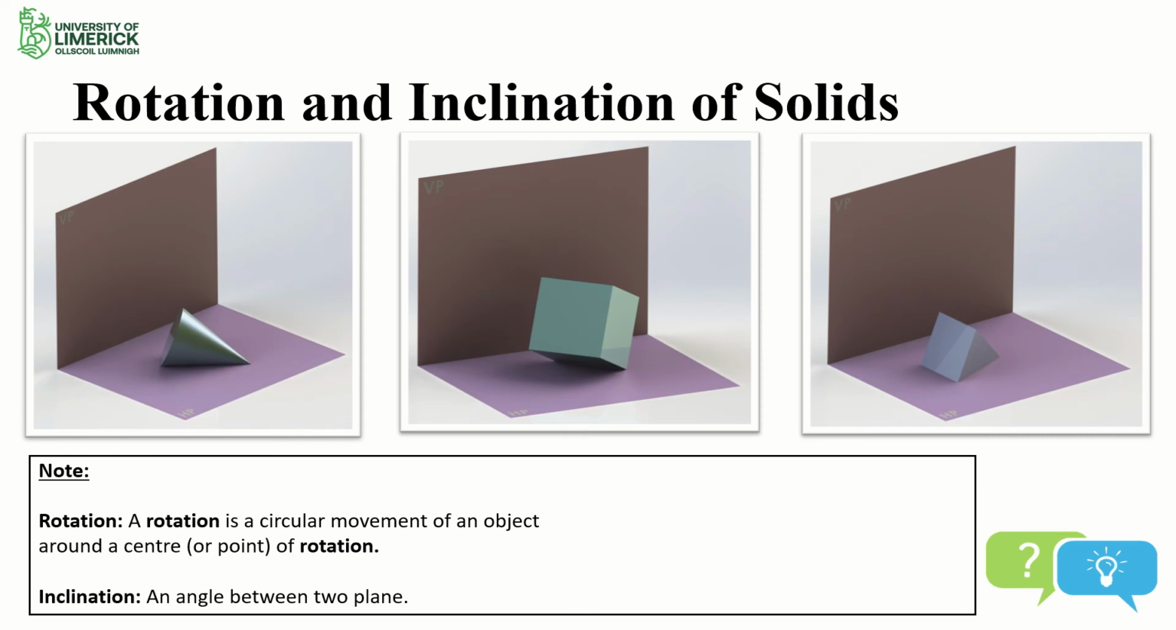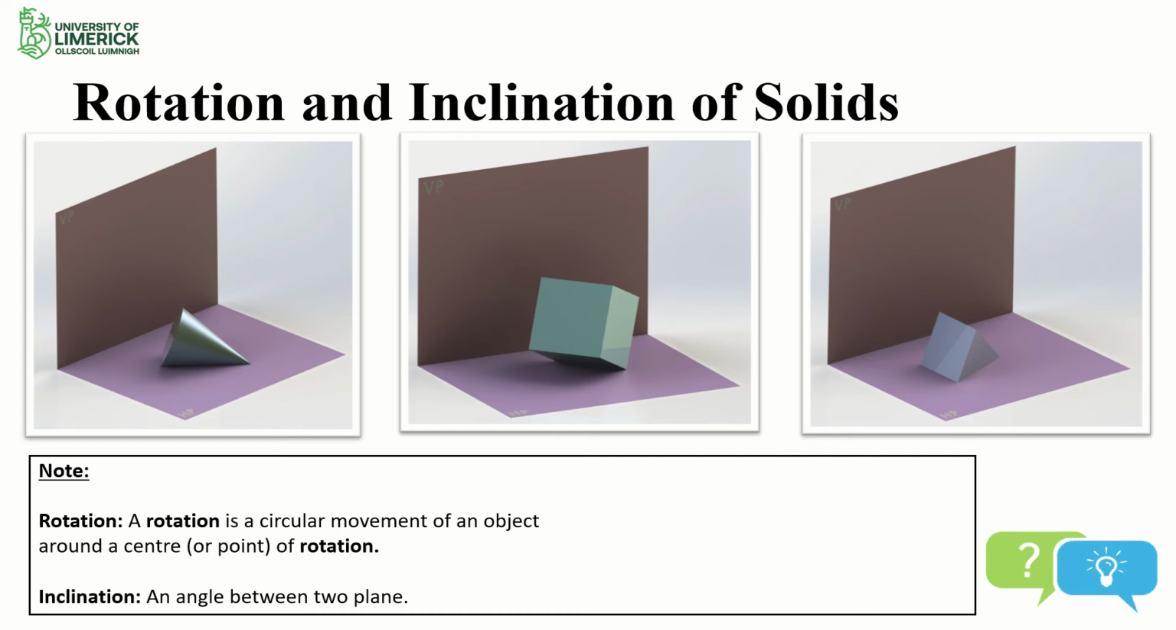As you can see on the left hand side, it's just a cone that has fallen flat on its curved surface. You can see in the center a cube that is inclined and rotated, and then on the far right hand side you can see a square base pyramid lying down on its side face, having its apex touching the horizontal plane.